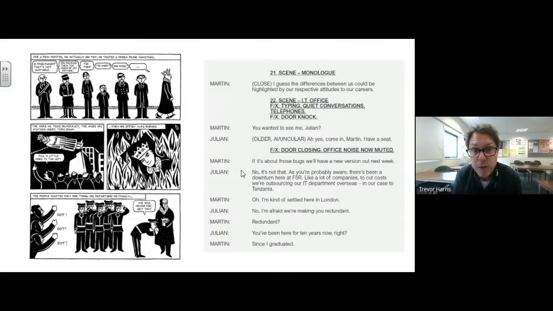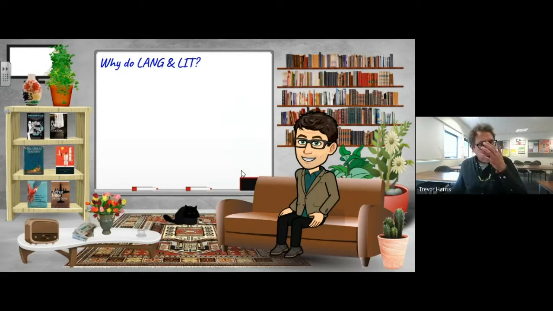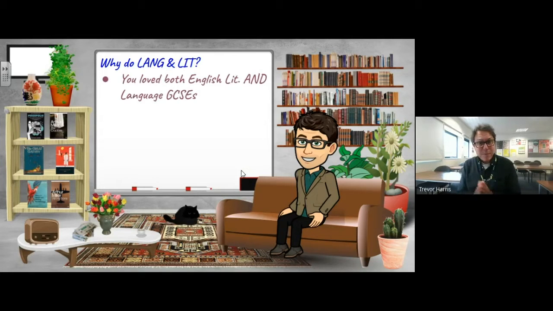And you should encounter lots of new things that you haven't come across before. Now, why do we do language and literature rather than, say, literature by itself or language by itself? So the first thing is that you will have loved both of those GCSEs. You'll have, at school, loved equally doing literature and language, and you can't decide. You like both approaches, both sets of skills. You don't want to give up either. So you're kind of coming to A level thinking, I can't choose. I like both approaches.